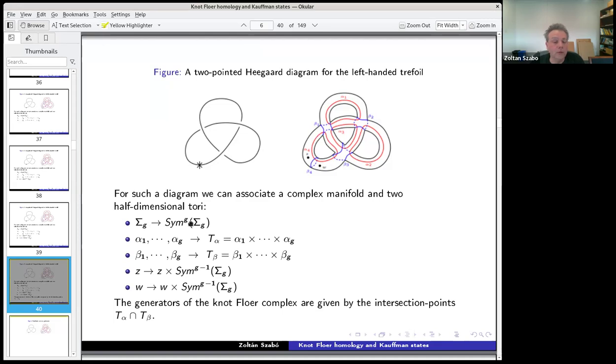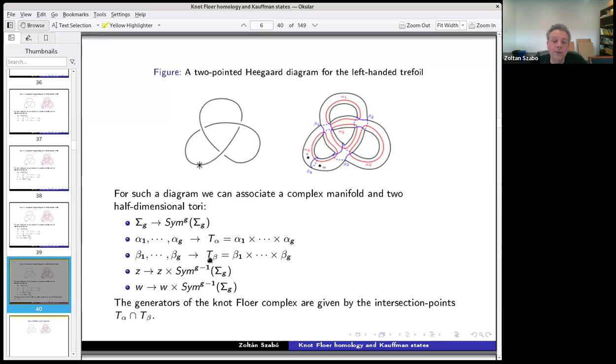So the symmetric product of the surface is choosing g points, but unordered, so arbitrary. I can use the same point more than once, but I'm not going to distinguish the first and the second and so forth points. So we are taking the g-fold product of Sigma_g with itself and dividing by the symmetric group on g letters.